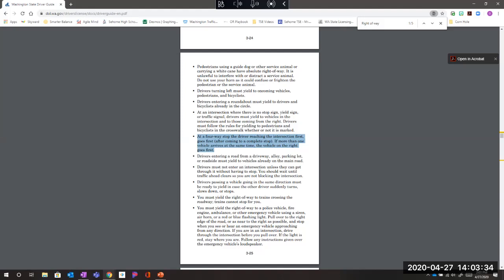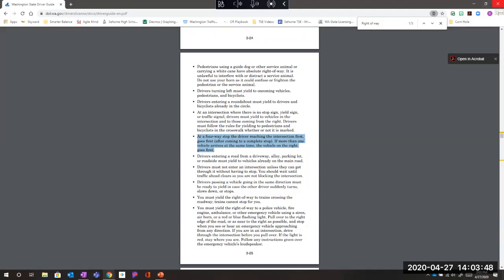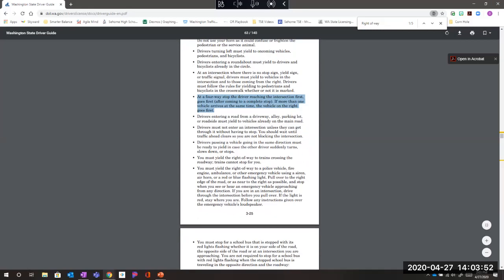I like to say first in, first out, but it's really the first person to stop is the first person to go. If you arrive at the same time, then the vehicle to the right goes first, right? Referring back to that right of way, who gets to go first is that person to the right. Okay, if it's a two-way stop, you can read in those. So make sure that you see that.